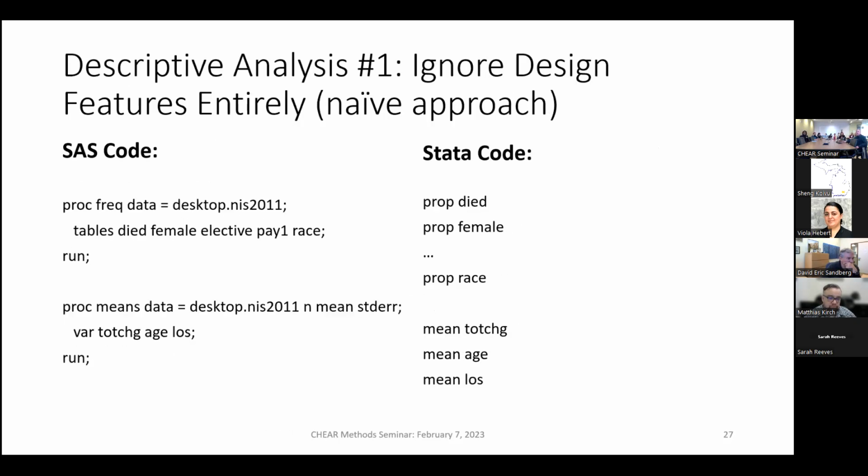So, first approach that you might take, naively, is to ignore the design features entirely. Okay, so you say, I don't care about any of this information. I'm going to use the methods that I know and love, and that's it. So in SAS, I might just use PROC FREQ, get some tables. I might use PROC MEANS, look at the variables of interest, total charges, age, and length of stay. In Stata, I might just use the proportion command and then the mean command for my basic variables, just to get these basic descriptive statistics.